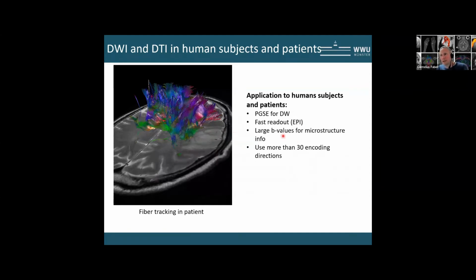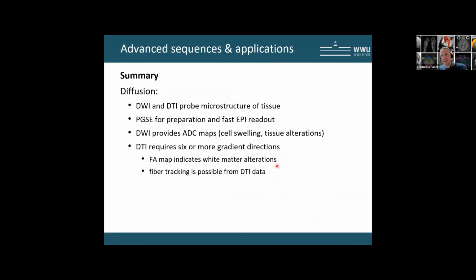So if you want to apply diffusion tensor imaging or diffusion weighting to human subjects, then you usually use this pulsed gradient spin echo. You usually combine it with a fast readout, the EPI. If you want to resolve microstructures, you have to use many, preferentially high, B values, and you should use many diffusion encoding directions to come up with this diffusion tensor from which you can calculate your fractional anisotropy.